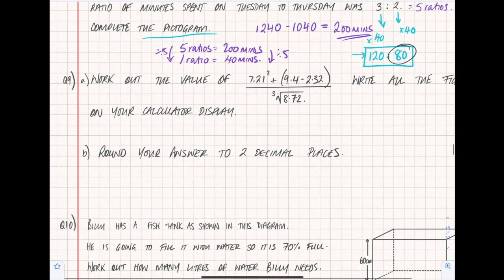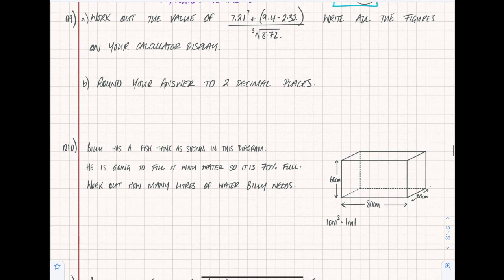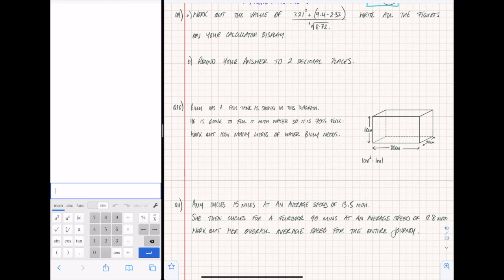So next one, moving on, question 9. We've just got a really simple question here where it says work out the value of something. So what we're going to do is get a calculator up, and I'll show you just how you type this in on a calculator. Hopefully you can see here on the left hand side, I've got a Desmos calculator up. The first thing to remember on your calculator in your exam is that it's a fraction, so you're looking for that fraction button.